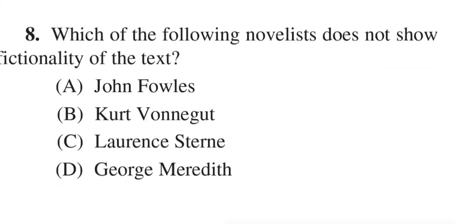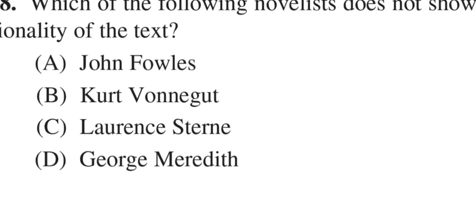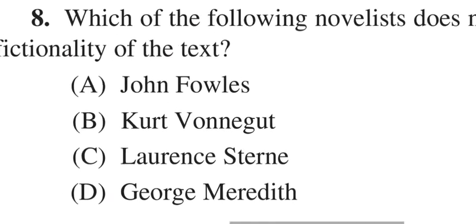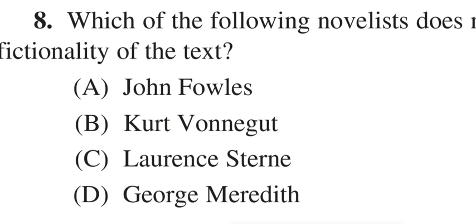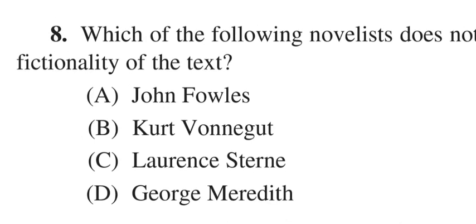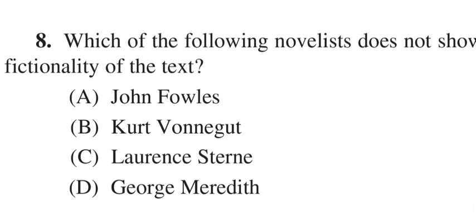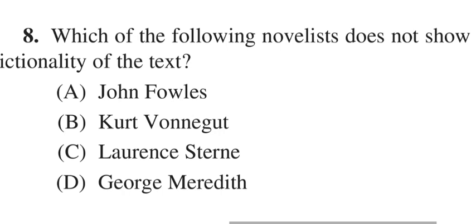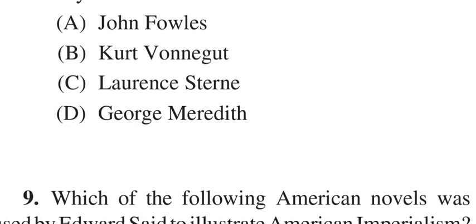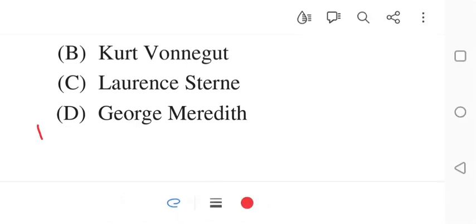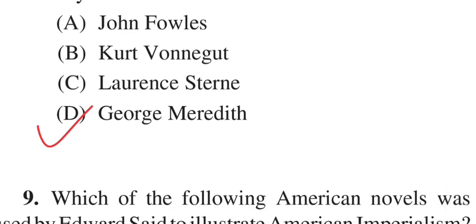Then we have number 8. It says, which of the following novelists does not show fictionality of the text? John Fowles, Kurt Vonnegut, Laurence Sterne, George Meredith. Options are like this. Correct answer is D, that is George Meredith. He was the novelist who did not show fictionality of the text.